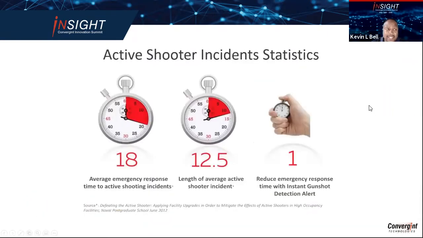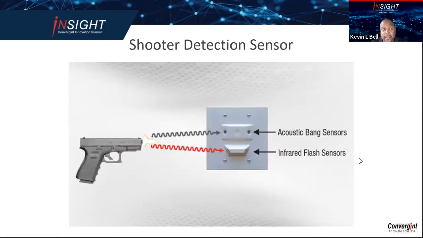Now, the statistics on active shooter is 18 minutes is the average response time if you don't have any type of automated notification. The average length of a shooter event is only 12 minutes. So by the time first responder gets there, it's typically over. But if you have any type of gunshot detection alert system, panic buttons, or any way to activate the event, the first responders can be notified in 1 minute and they can be there in under 5 minutes. So it's very important, that statistic.